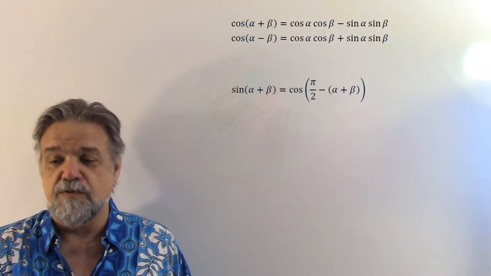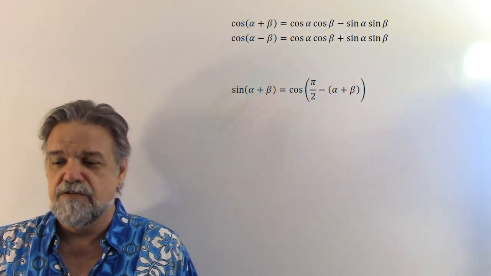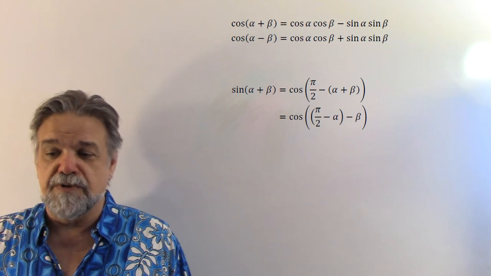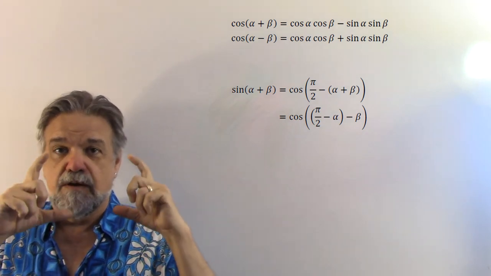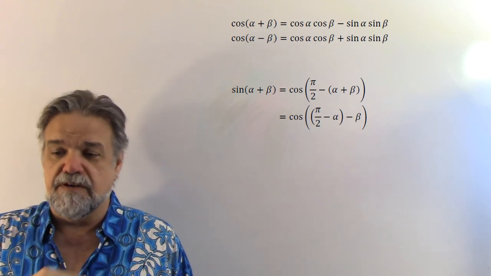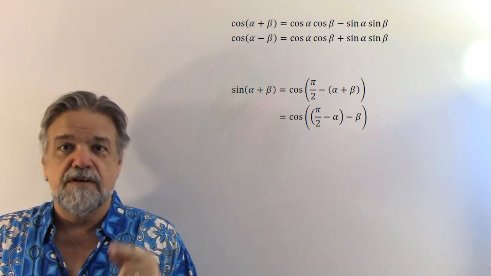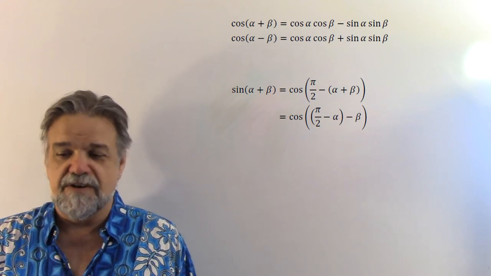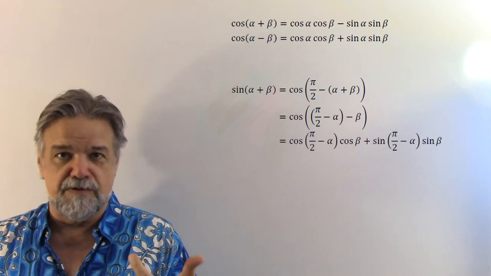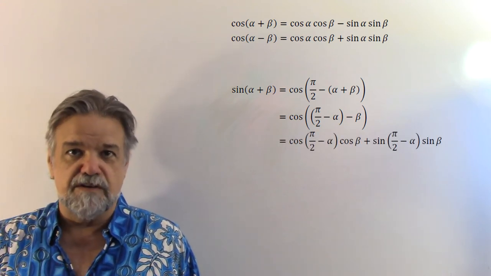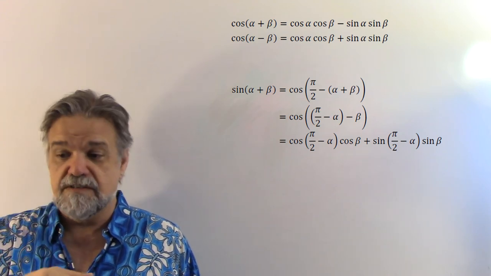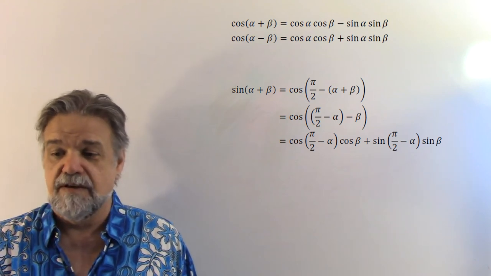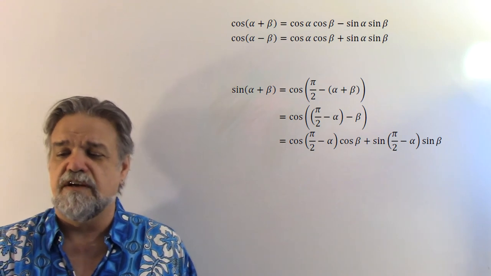And now I can do a tricky thing where I just kind of regroup. First I distribute the negative there. And then I'll use the associative property, and I'll say this is the same thing as doing the cosine of pi over 2 minus alpha minus beta. So what that means is I have the cosine of the difference of two angles, and I just developed that identity. So now I can use that. It's going to be the cosine of my first angle, pi over 2 minus alpha, times the cosine of my second angle, beta, plus the sine of my first angle, pi over 2 minus alpha, times the sine of my second angle, beta. And then again, you have to say, well, what's the cosine of pi over 2 minus alpha?